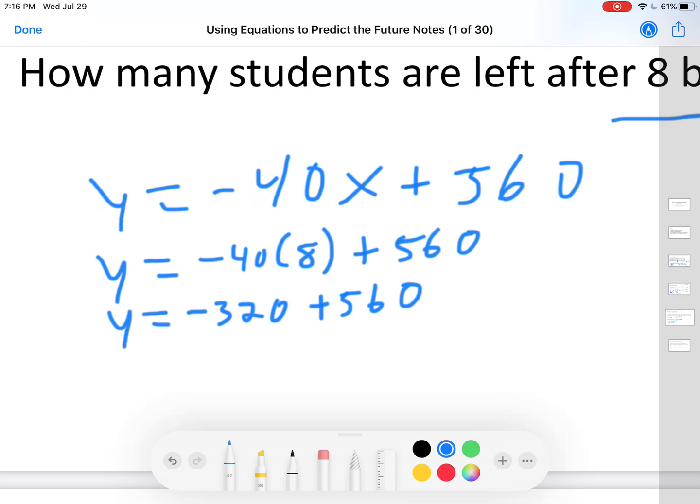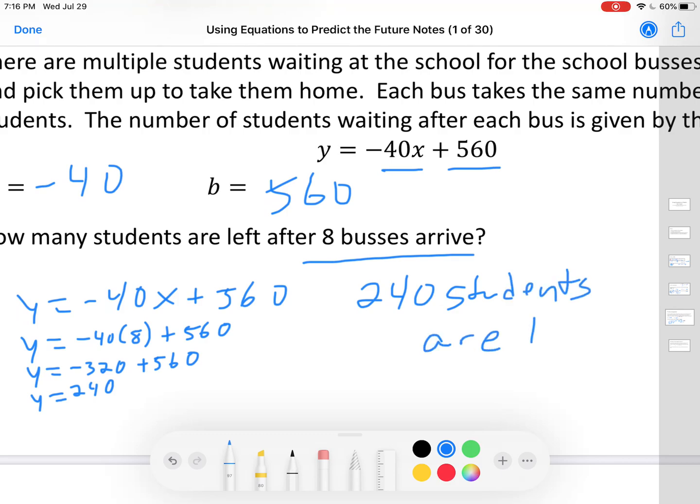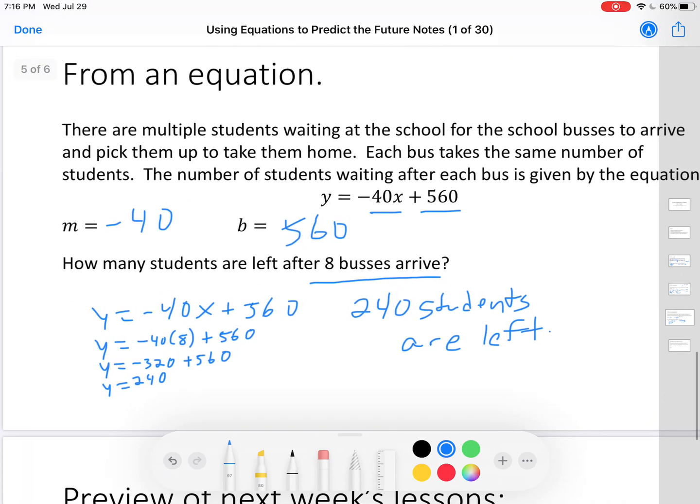So since it's not quite as much negative as there are positive, these 8 buses are not enough to pick everybody up. There will still be some people waiting. How many people? Well, we picked up 320 students out of the original 560. So y is equal to 240. Let's interpret. How many students are left after 8 buses arrive? 240 students are left or remain.